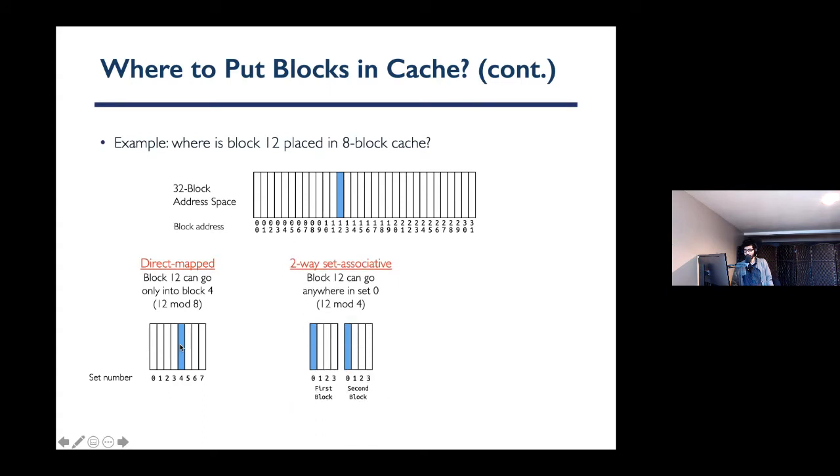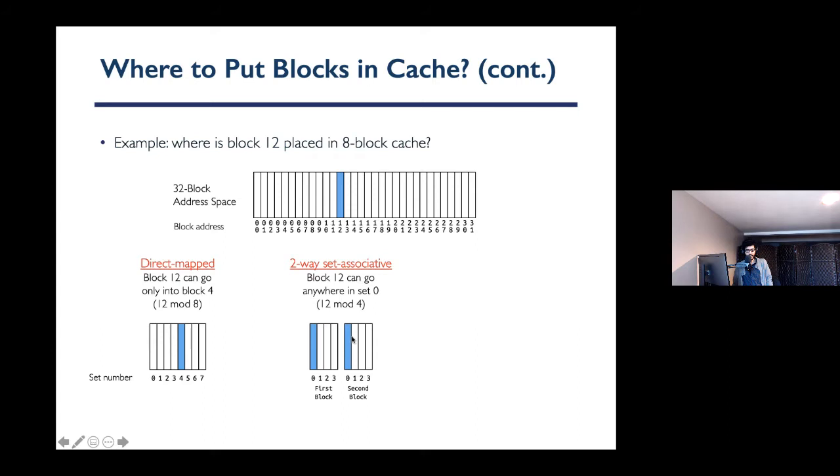Let's say now this time we have a 2-way set-associative cache. Now, if I have a 2-way, it means that each set has 2 blocks. So how many sets do I have? Well, I have 8 blocks in my cache, 2 of them for each set. That means I have 4 sets, and each set has 2 blocks.